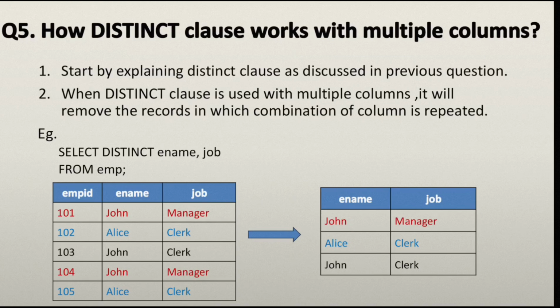The question might be extended on how the distinct clause works with multiple columns. You can initially start by explaining what the distinct clause is, as we just discussed in the previous question. Then you can say, when the distinct clause is used with multiple columns, it will remove the records in which the combination of columns is repeated. Now, if possible in interviews, just ask the interviewer for permission to use a pen and paper and write down the following example so that you can explain it in a better way.